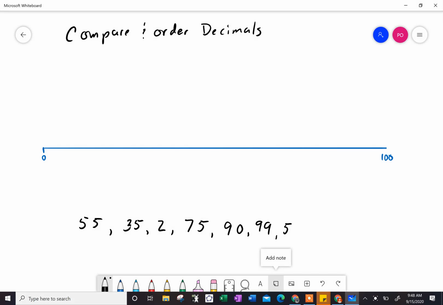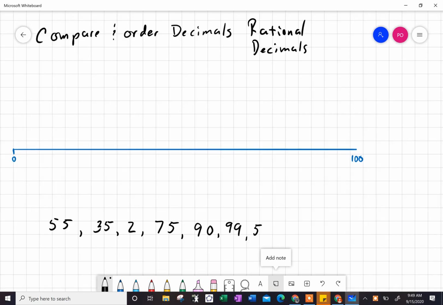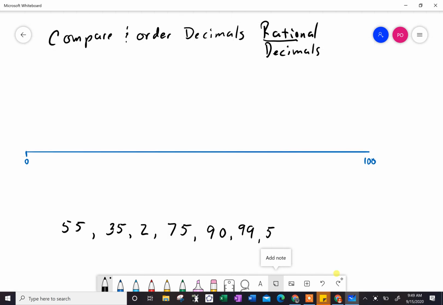I'm going to do a video on comparing and ordering decimals. And what we're really doing is we're talking about rational numbers. A rational number can be a whole number because a rational number, if you'll recall, is a number that can be written as a ratio. All right, so a number that can be written as a ratio.